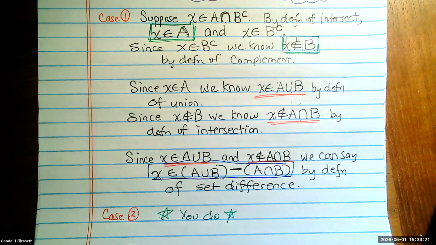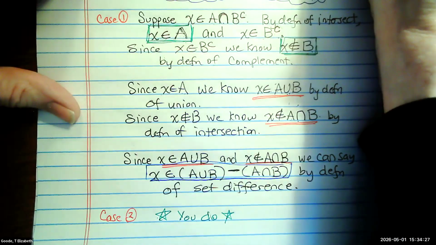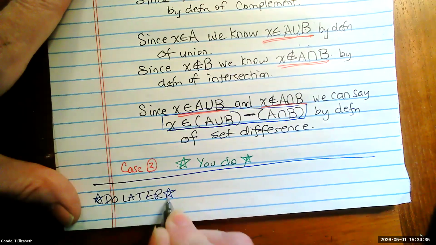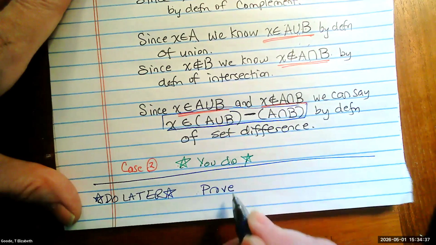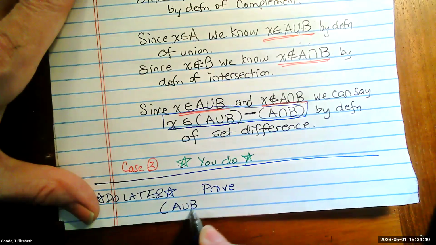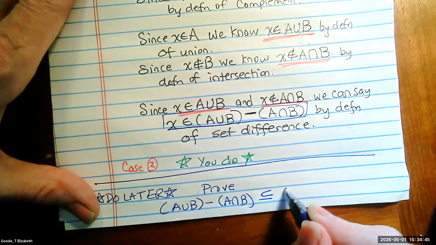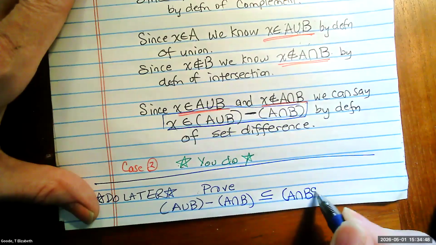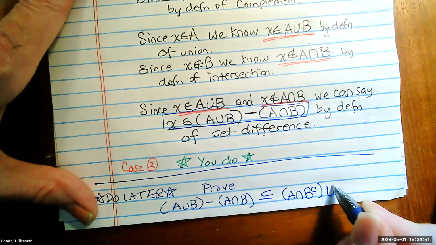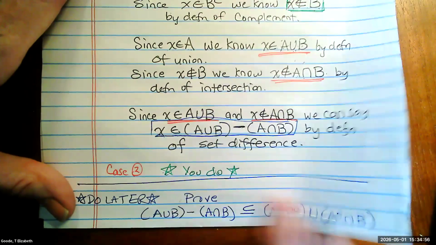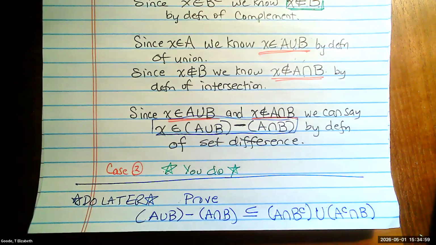And then, of course, if you want even more, another thing to do later is now to prove the other direction, that A union B minus A intersect B is a subset of A intersect B complement union A complement intersect B. So you can prove subset in the other direction.